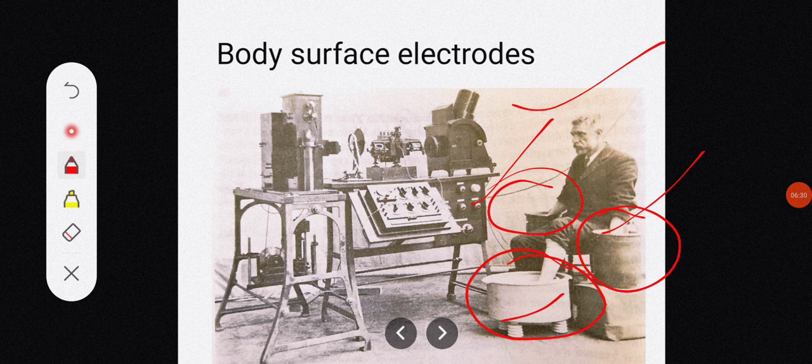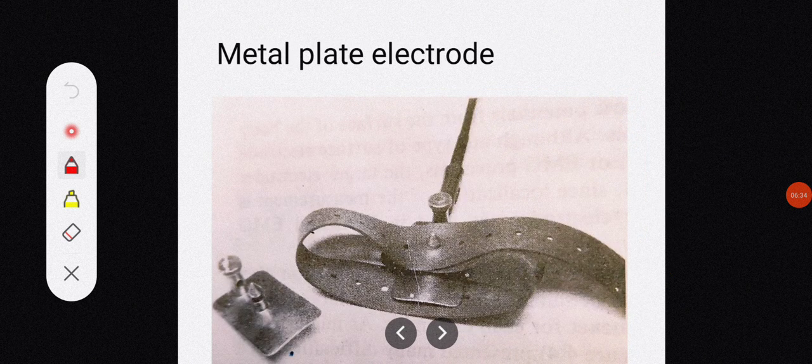Now the improvement over this immersion electrode was the plate electrodes. As you can see here, these are the metal plate electrodes. So these electrodes were separated from the human body skin by cotton or felt pads soaked in strong saline solution. Again I am repeating here, the electrolytes are separate, they are not in direct contact with the human body, they are separated from the human body by cotton or felt pads soaked in strong saline solution.